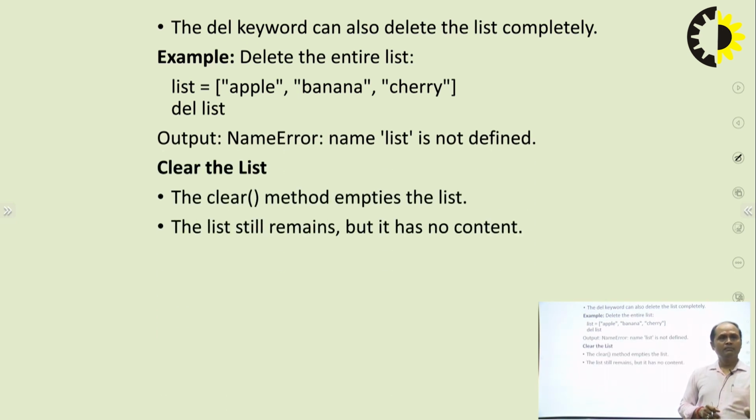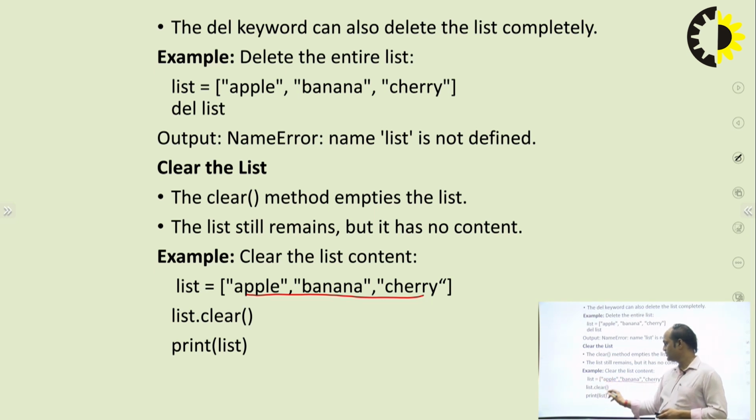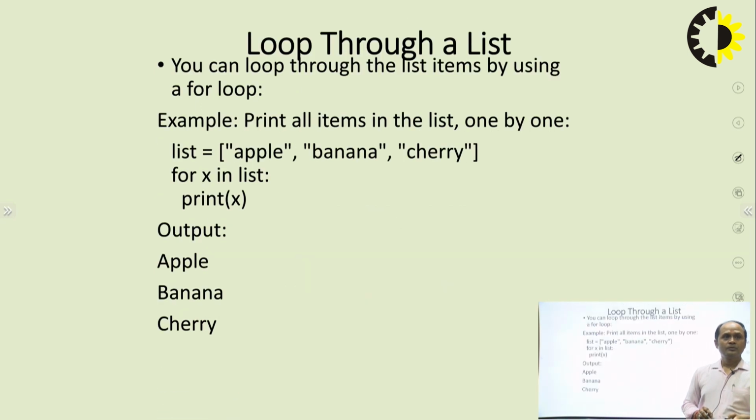There is another method that is called clear. The clear method empties the list. The list still remains, but there is no content. Suppose we have a list and call list.clear, then the data items are removed, but the list still exists in memory. So this is all about the functions of a particular list and how we use them: remove function, del function, append function, extend function, which we have already discussed.